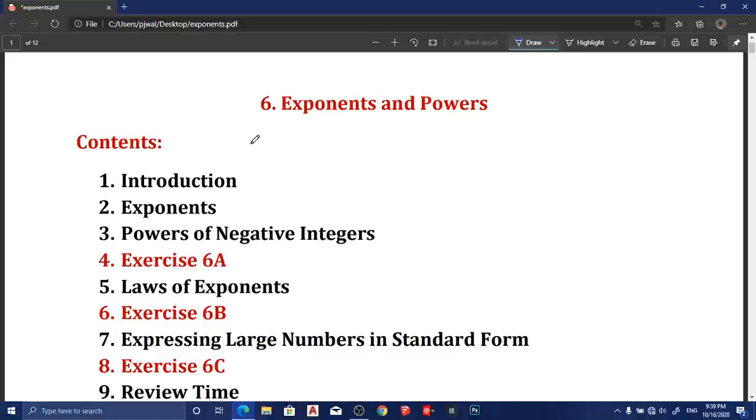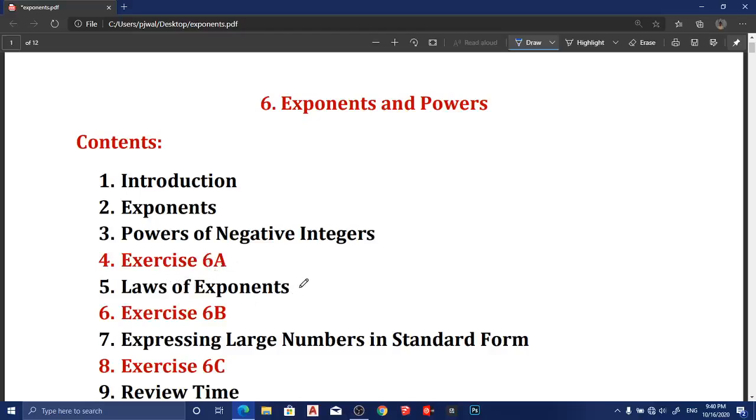So today we are going to learn about the new concept, which is exponents and powers. This is a new chapter I am going to start now, exponents and powers. So these are the contents in this chapter. As usual, introduction of the chapter and exponents and powers of negative integers, and exercise 6a and laws of exponents.